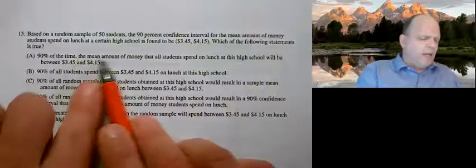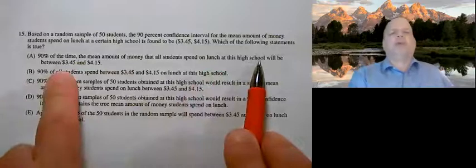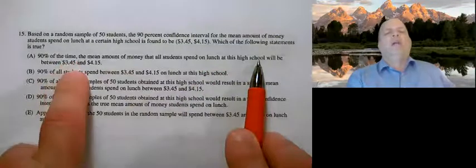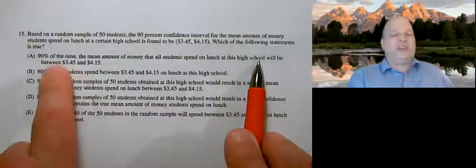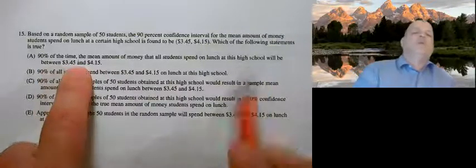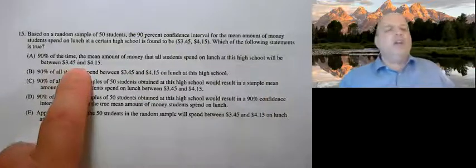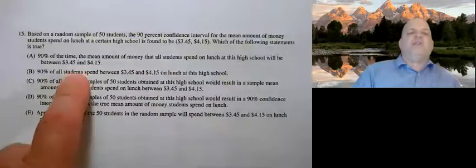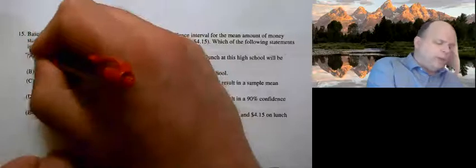90% of the time, the mean amount of money that students spend at this school will be between this and this. We don't know if we have a correct interval. There's a 10% chance this is wrong, so we can't say that this is going to be 90% of the time. We're 90% confident that it lies within here, but there's a 10% chance that we're completely wrong and this is not going to work.